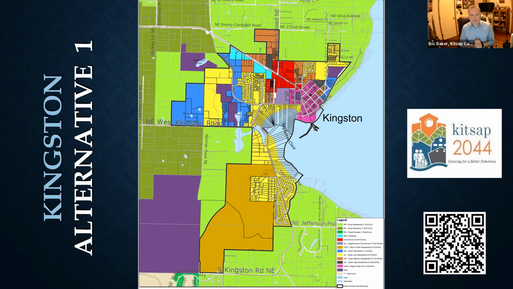But just to highlight some of those, this is Kingston as you see today. This is the Arborwood development located down south, the ferry terminal, the old town area, and then the commercial area to the north.